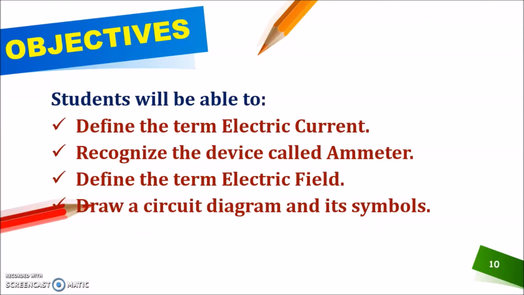Objectives. Students will be able to define the term electric current, recognize the device called ammeter, define the term electric field, draw a circuit diagram and its symbols after the completion of this lesson.